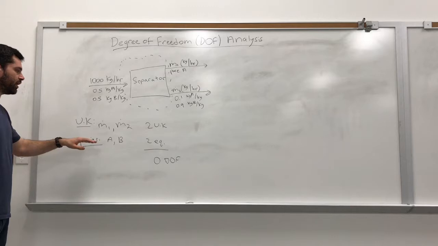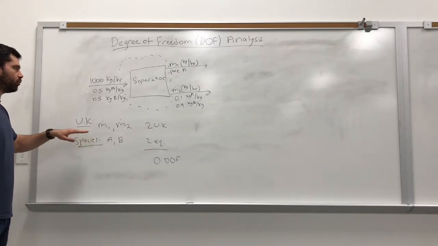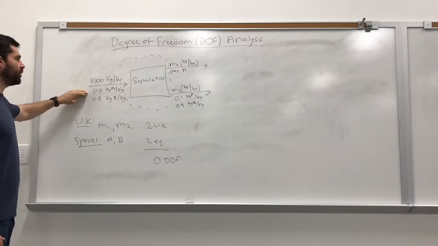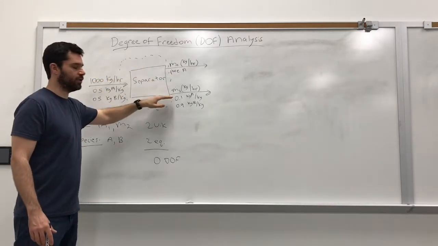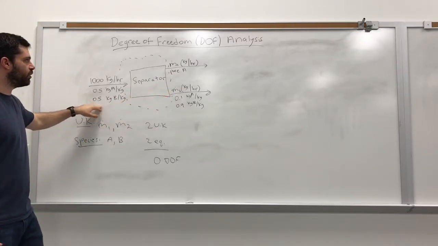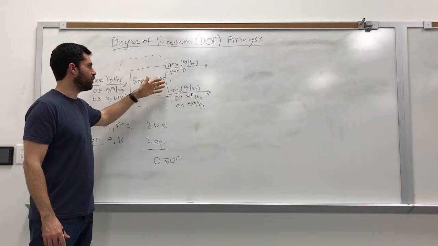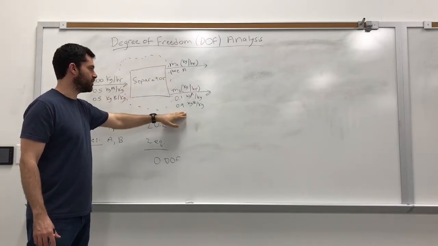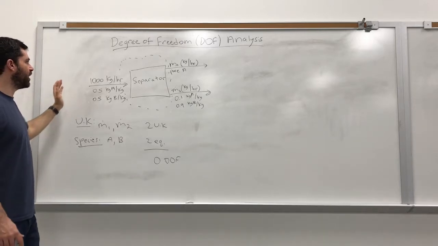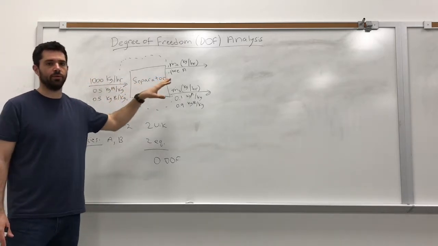But how come we only have two equations? We can do a mass balance on A. So A goes in equals A goes out in each one of these streams. We can do a mass balance on B. So B goes in equals B goes out. There's none in here and there is some in this stream, right? And then we can do a total balance, everything that goes in must come out.